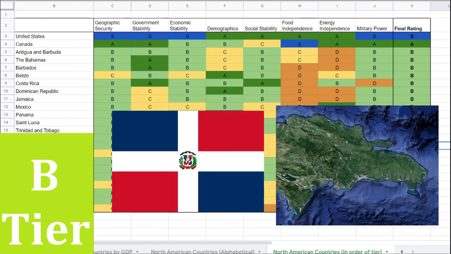Geographic security is B. It borders Haiti, but it is the more powerful of the two nations, so basically it follows the same rules as all the other Caribbean island nations. Government stability, C. It was a former Spanish colony, which for the reasons I explained earlier is not typically a good thing, because Spain usually values more monarchy and hierarchical values than democracy, so that's not good for your government stability.